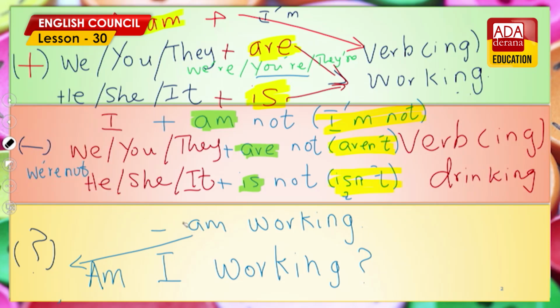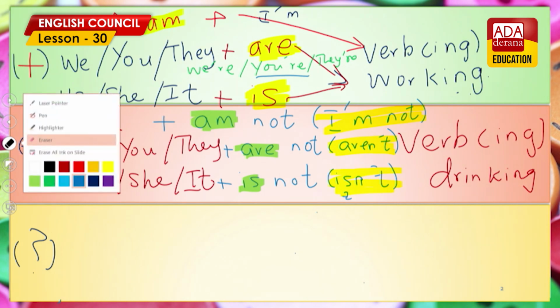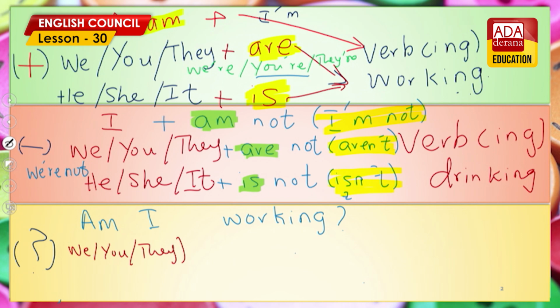Right. Let me first erase this. Right, and then let's start it again. So, am I working? The verb ing. And then next you have the positive sentence. Let me use another color. We, you, they are working. So when you ask the question, this goes to the front. So you get the question, right? You have the question with we, you, they.